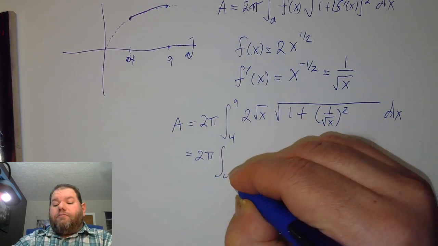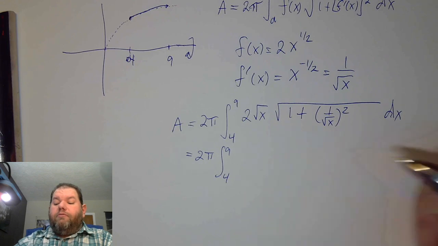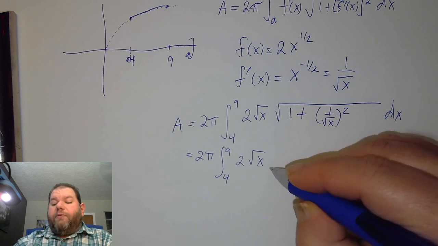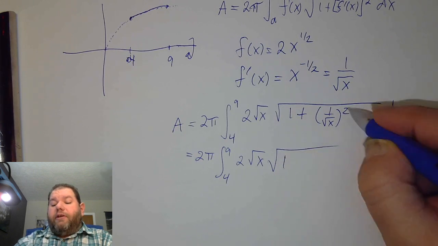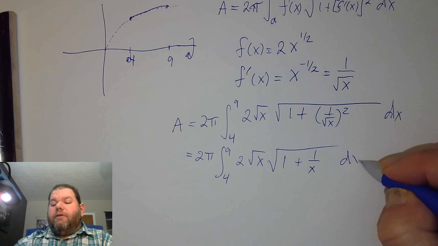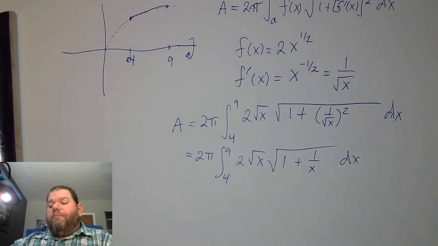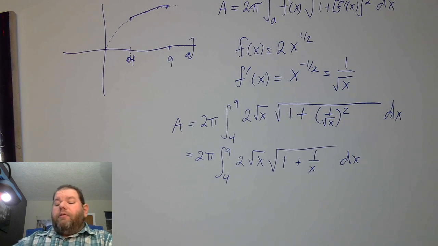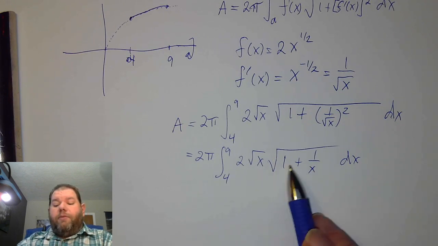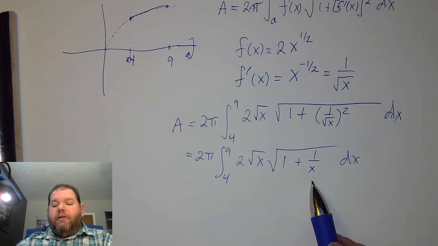So, first of all, we would go through and make sure we square what's under the radical in here first. That's 1 plus 1 over x dx. But now, here's where the properties of square roots are important. We have the square root of x here, and we have the square root of 1 plus 1 over x.